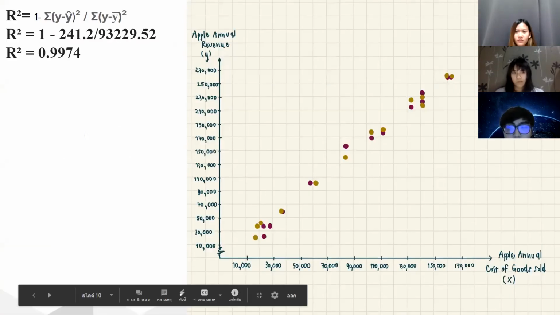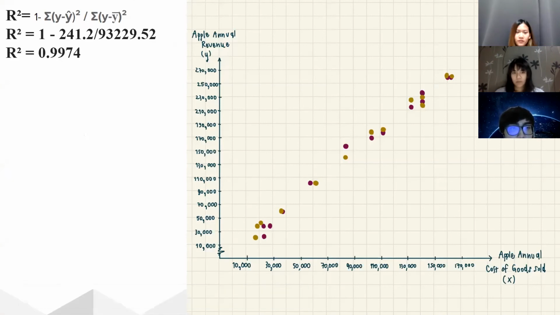So now we have everything that we want. We just put it in the formula. The first is 1 minus the answer of y minus y hat squared, which is 241.2, divided by the sigma of y minus y bar squared, which is 93,279.52, and the R square that we got is 0.9974, which is 99% as a percentage, which is very accurate, as you can see from the plot.